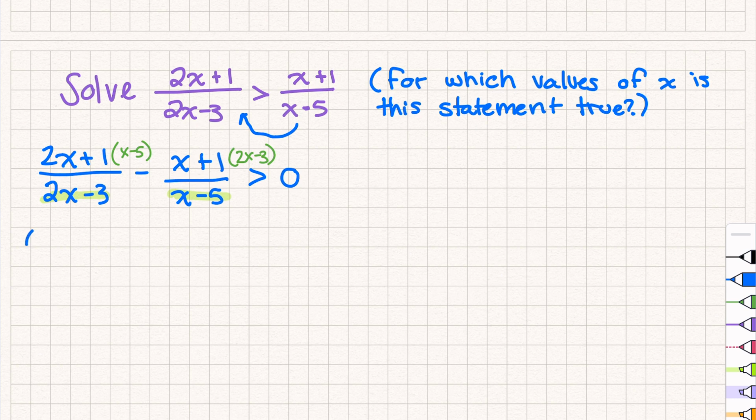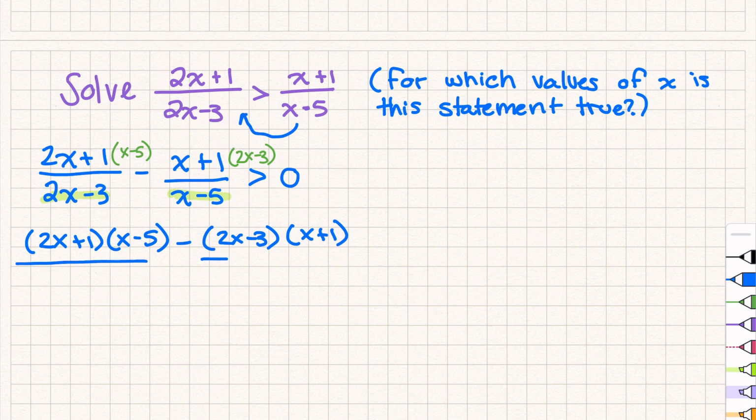So we end up with (2x plus 1)(x minus 5) minus (2x minus 3)(x plus 1) over (2x minus 3)(x minus 5) and (2x minus 3)(x minus 5).